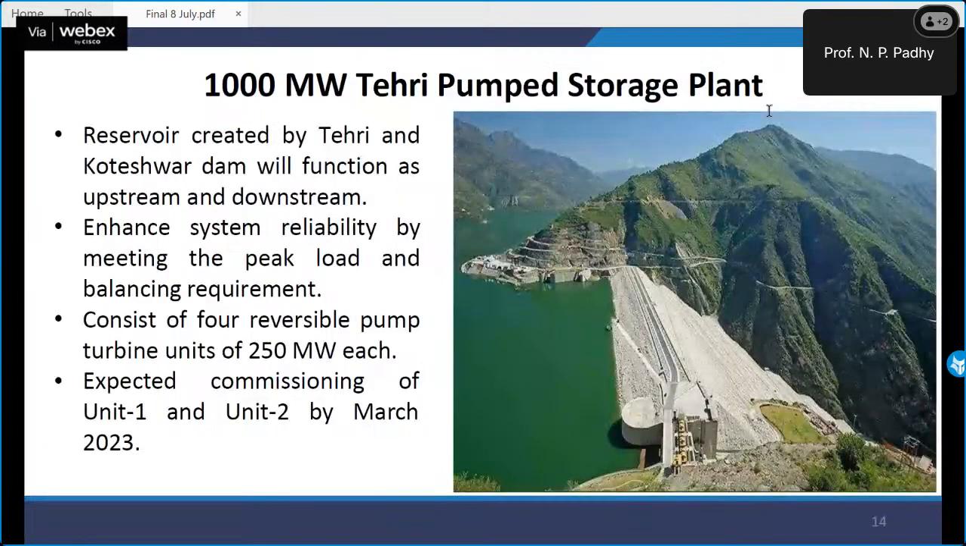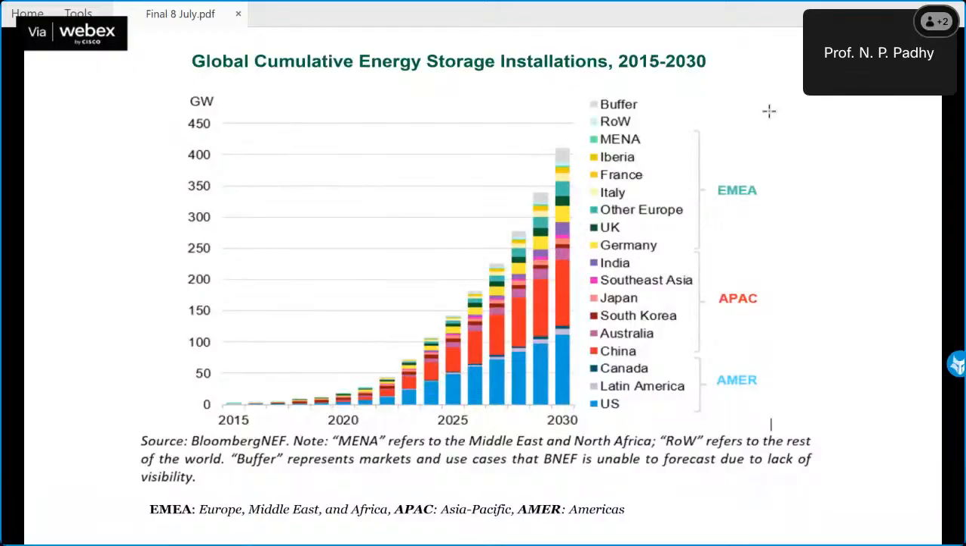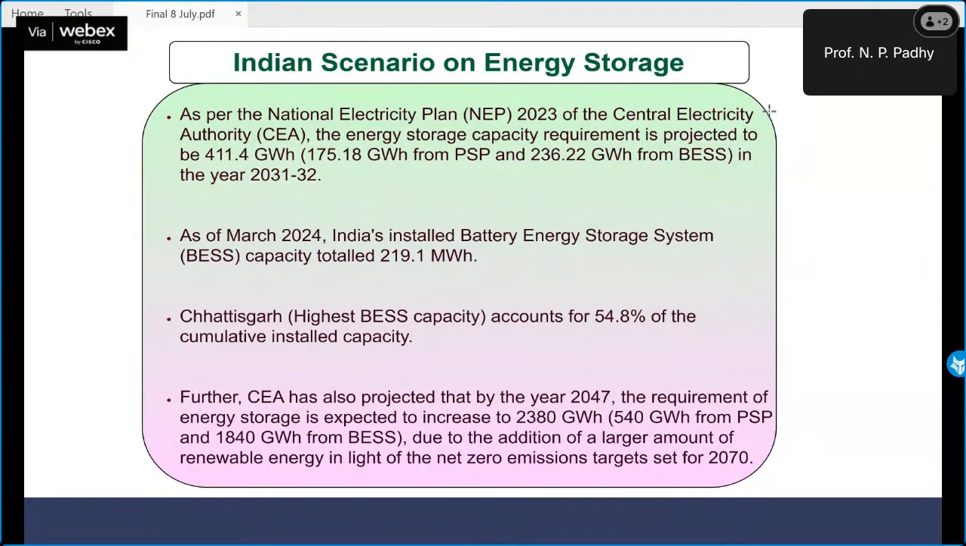Good. So let's understand what the Indian energy storage scenario is. I'm very happy that at the last moment, Manmohan and Prashant helped me to prepare this slide.